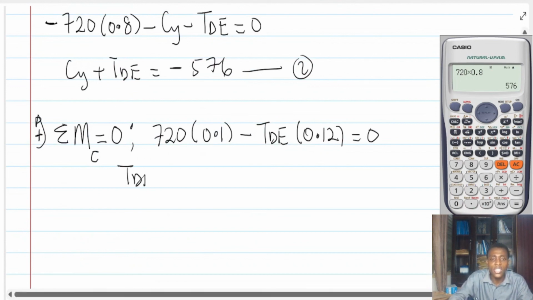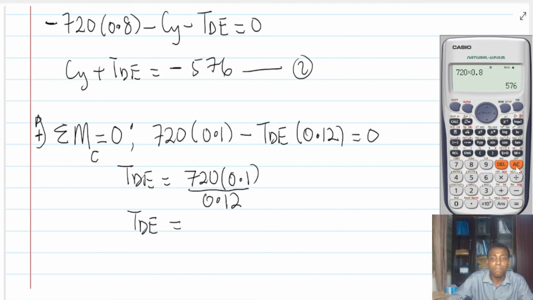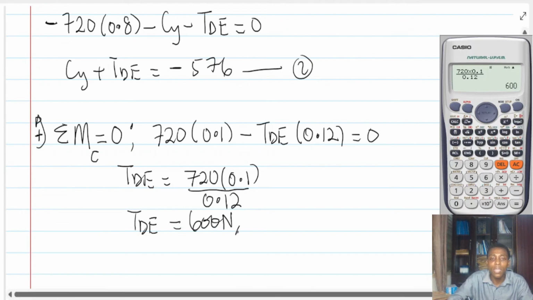Let's solve for TDE. So solving for TDE, clearly we can see that TDE will be nothing but 720 times 0.1, all divided by 0.12. What is this going to be? So TDE will be 720 multiplied by 0.1 divided by 0.12. That is 600 newtons.